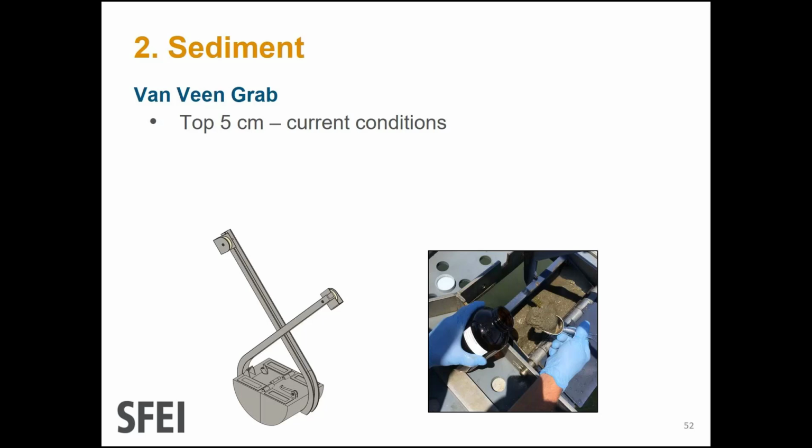Second matrix, sediment. For the sediment samples, we used a Van Veen grab and scoop samples from the surface sediment. And we collected from the top 5 centimeters because we wanted to represent current conditions of microplastic in the sediment. For our field blank, we actually rinsed all of the equipment with our milliQ water and rinsed that into a sample container to represent the field blank. And the field duplicate was collected using a second grab sample.